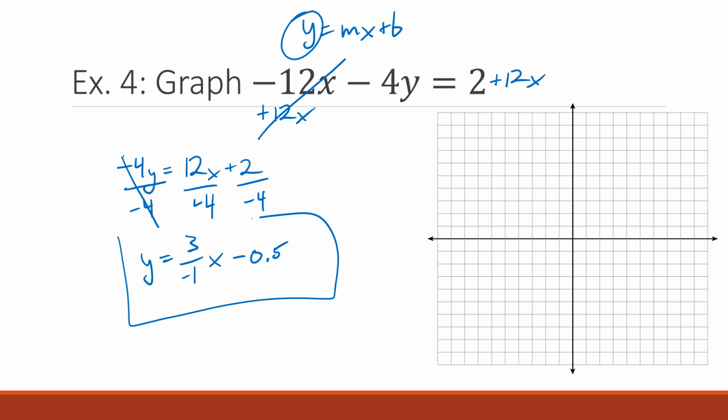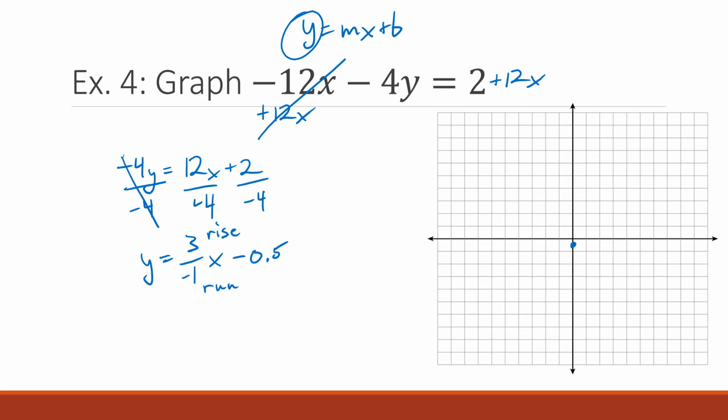Now this is in y equals mx plus b form. See it? The y is by itself. Here's my b. Here's my m. So I'm good to graph this now. Again, we're going to start by the b. Don't get freaked out by the fact that it's a fraction. 0.5 is halfway in between 0 and -1. So there's my point. From there, I have a rise of 3 and a run of -1.